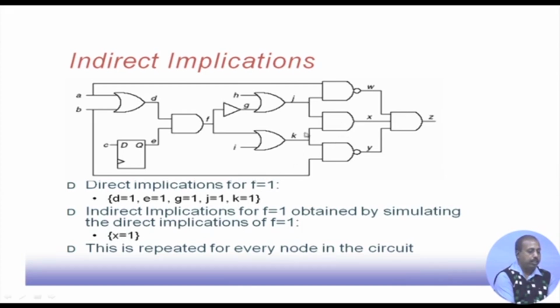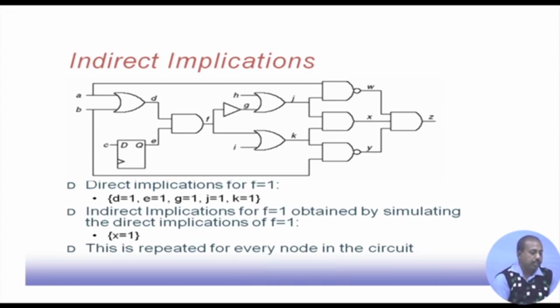So, x equal to 1 is the indirect implication, obtained by simulating this direct implication, because j and k are both equal to 1, so x will be equal to 1. This is an indirect implication of f equal to 1. Indirect implication computation is slightly more complex, because now we have to take all the direct implications and advance them one step further.